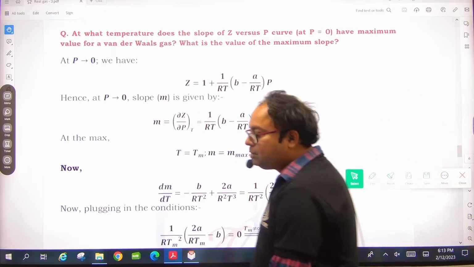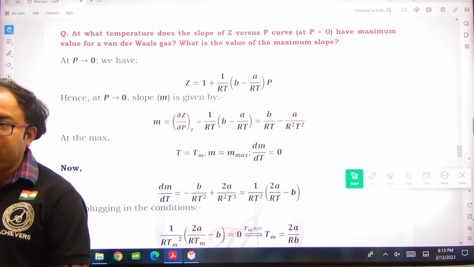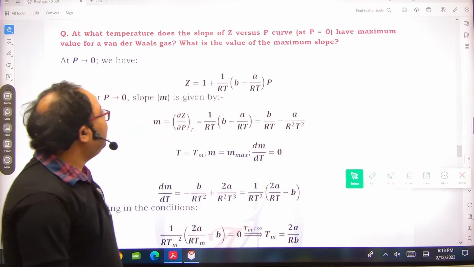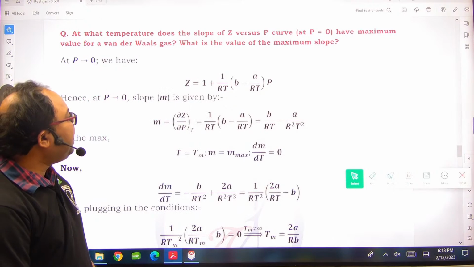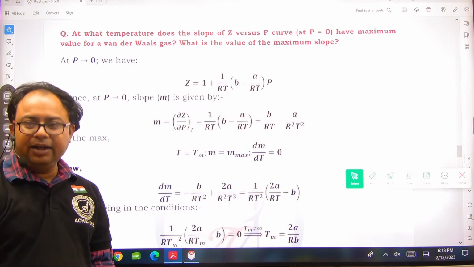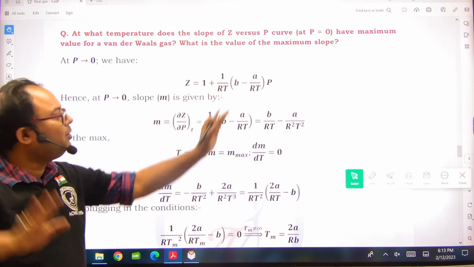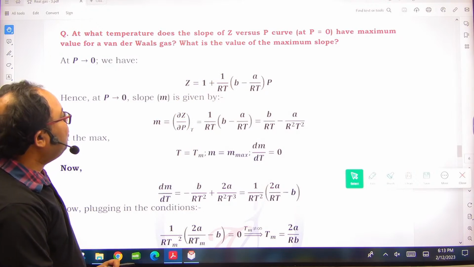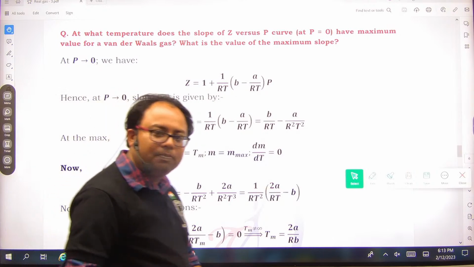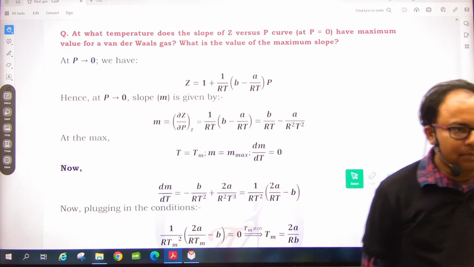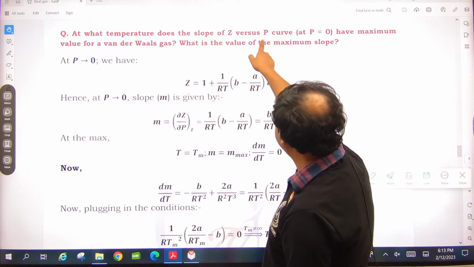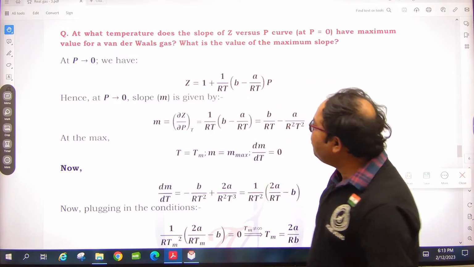Now students, we'll do a conceptual question over here. At what temperature does the slope of Z versus P, at P tending to 0, have maximum value for a van der Waals gas, and what is the maximum value of the slope? At what temperature will the slope of Z versus P have a maximum value?